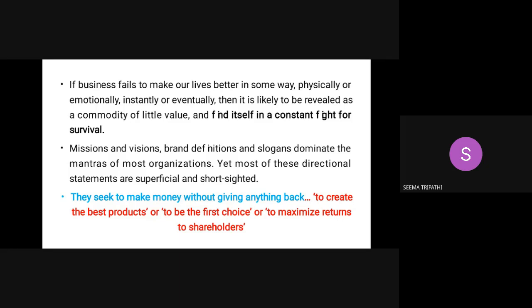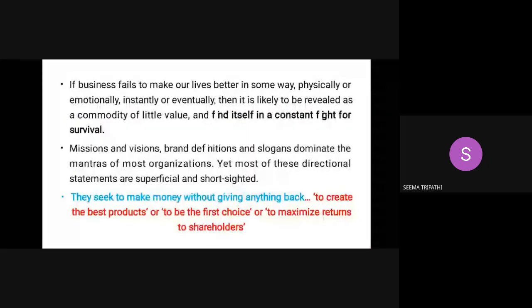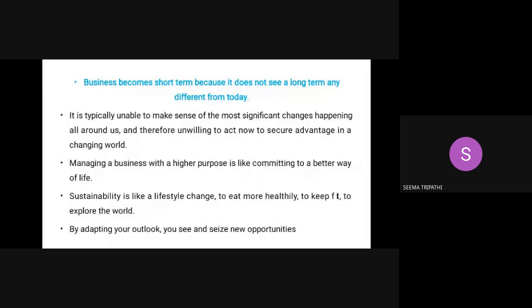We have to create the best products. We should be the first choice, but we have to maximize the returns for the people who are using such products, my dear. We have to be in constant fight for survival. I told you that sometimes we even have to face what we call in economics break-even analysis, a no profit, no loss situation. But still there are companies that don't want to make profits for a certain period of time, because they want to revert back to the society, clear.